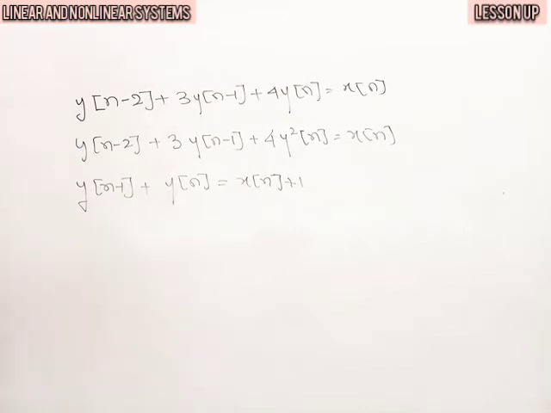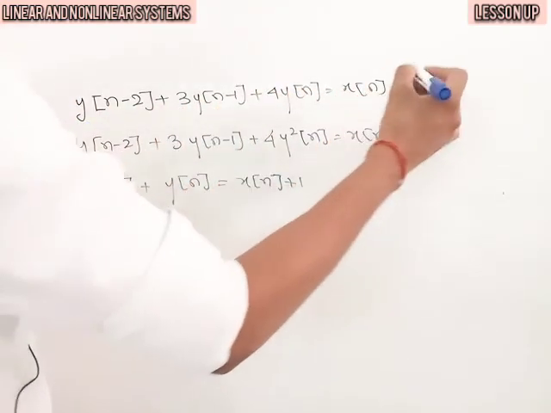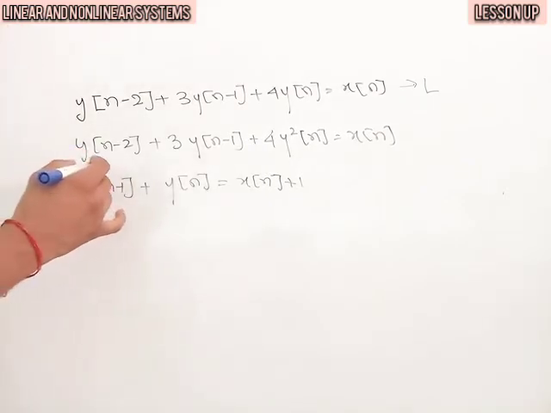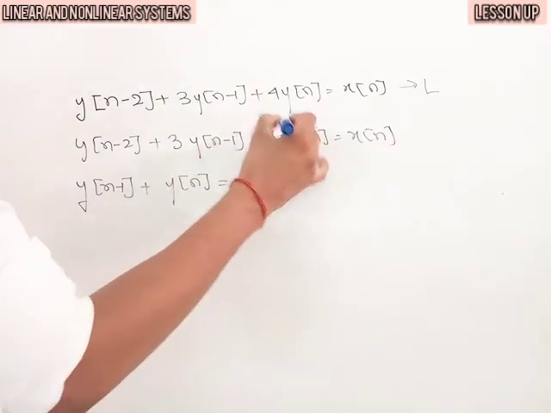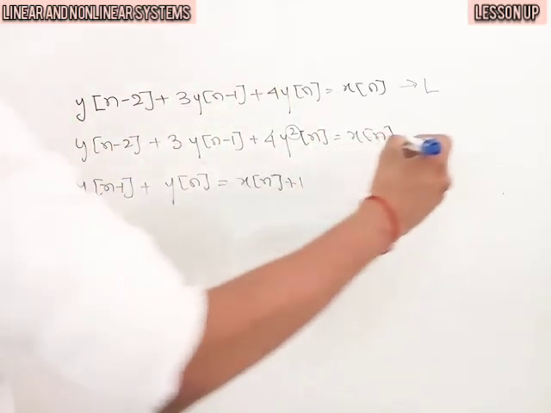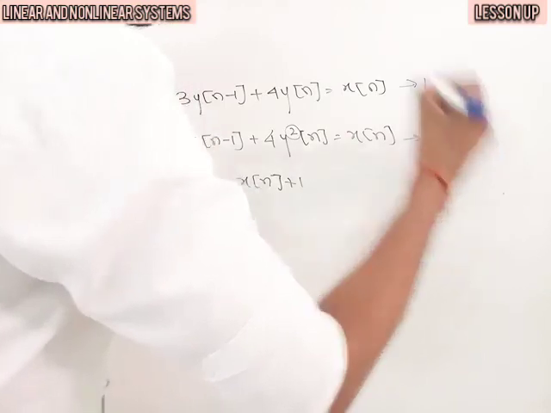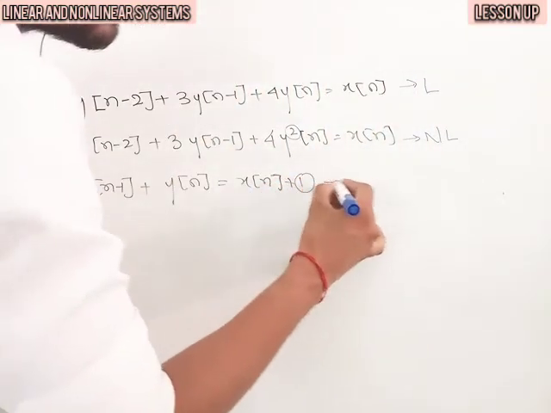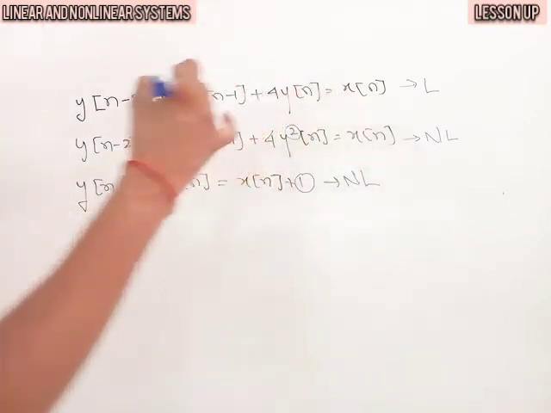So these equations are related to discrete time. The first equation is linear, okay, because it contains simple differentiation. Second, this is non-linear because of higher order term in output. So this is a non-linear system. This is a non-linear system because of the addition of constant. So this is non-linear.